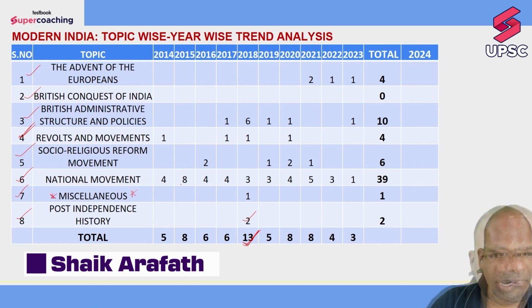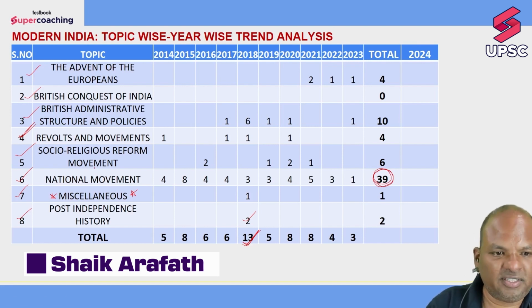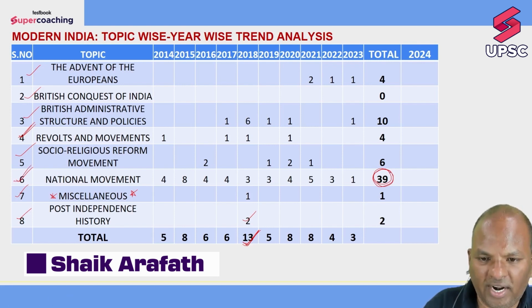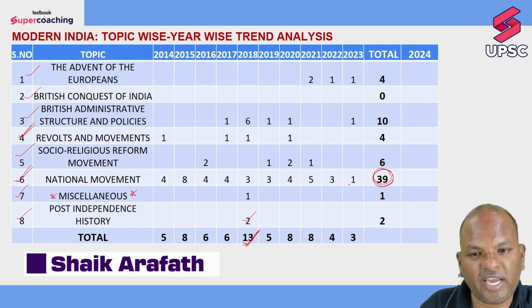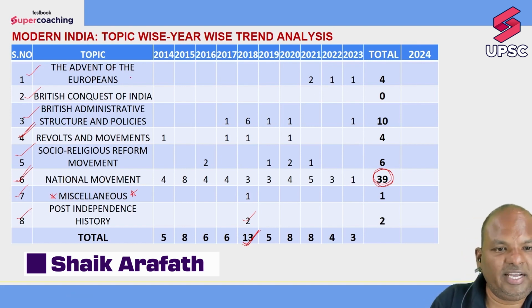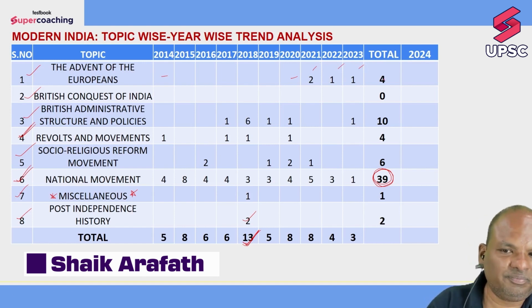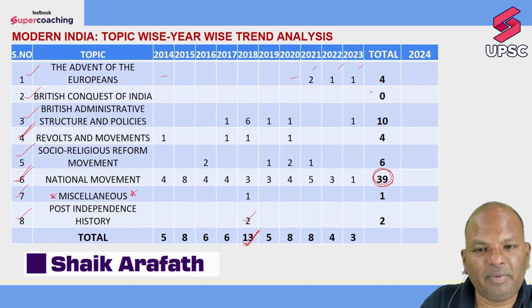In the last 10 years, lion's share was occupied by the national movement, the 6th chapter. So, majority of the questions were asked from this chapter only. In the last 2-3 years, questions did come from this topic, but the questions also began to be asked from those areas which were not given much of an importance. Say, for example, take the look at the first chapter. In the last many years, from 2014 to 2020, no question came from this particular topic. But all of a sudden, you see questions being asked in 2021, 22, and in 23.